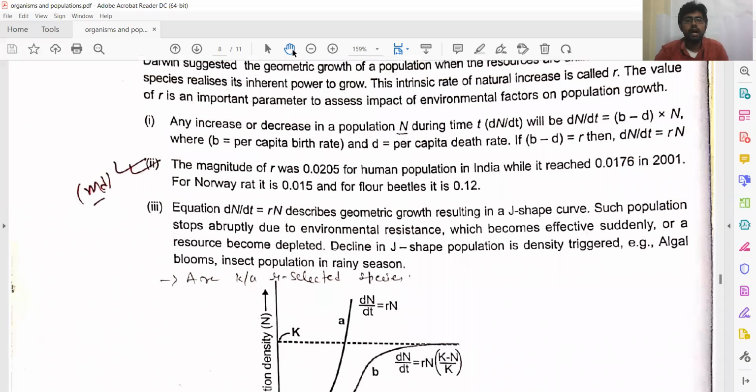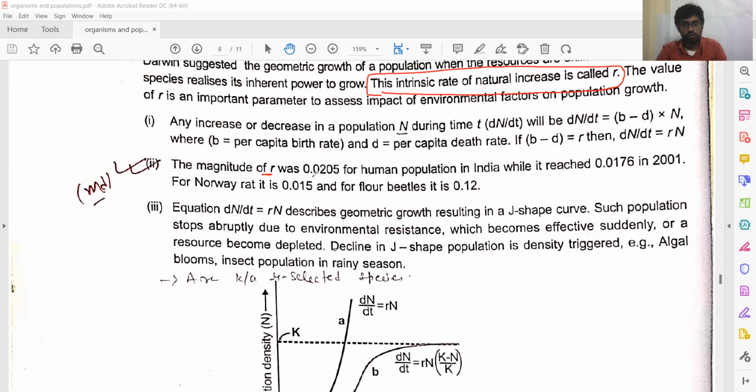The first one is r. What is this r? r is called intrinsic rate of natural increase. Intrinsic rate of natural increase. r means how much a population can grow. What is the inbuilt instinct of a species, of a population to grow? This is denoted by r. The more the r, the faster the population growth.